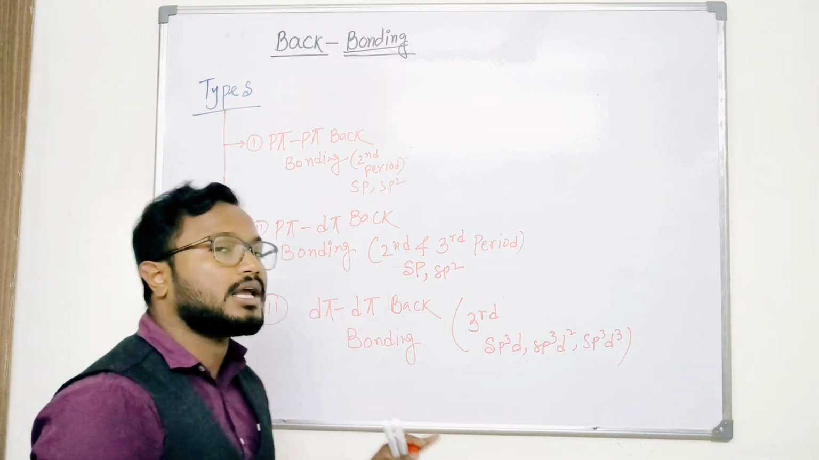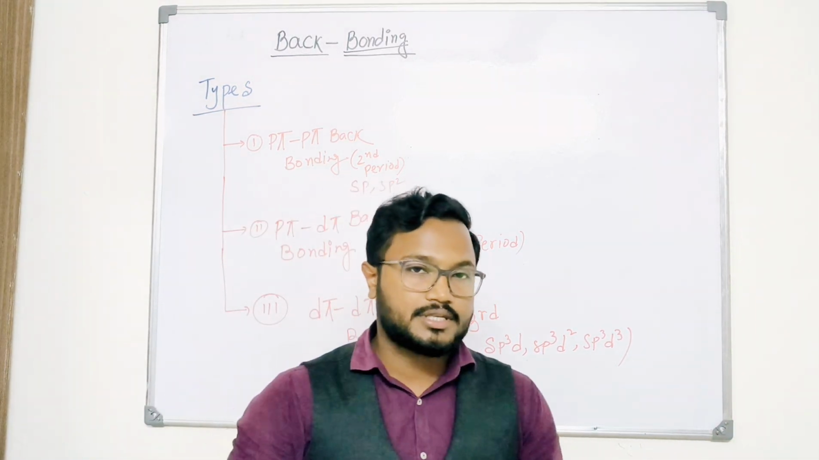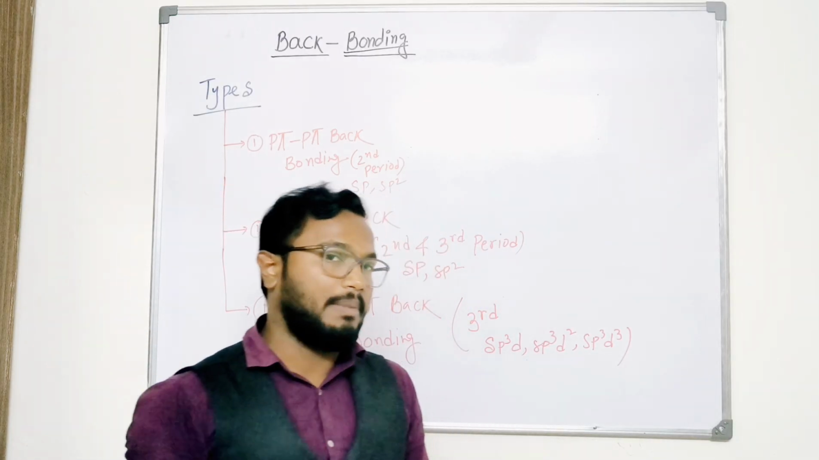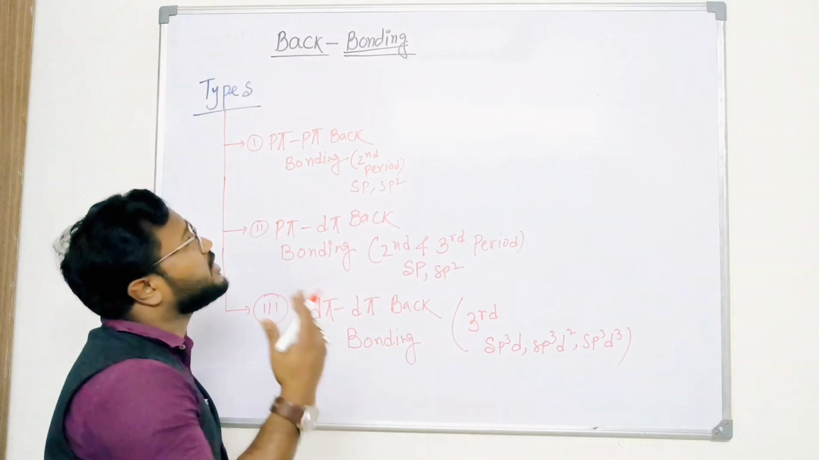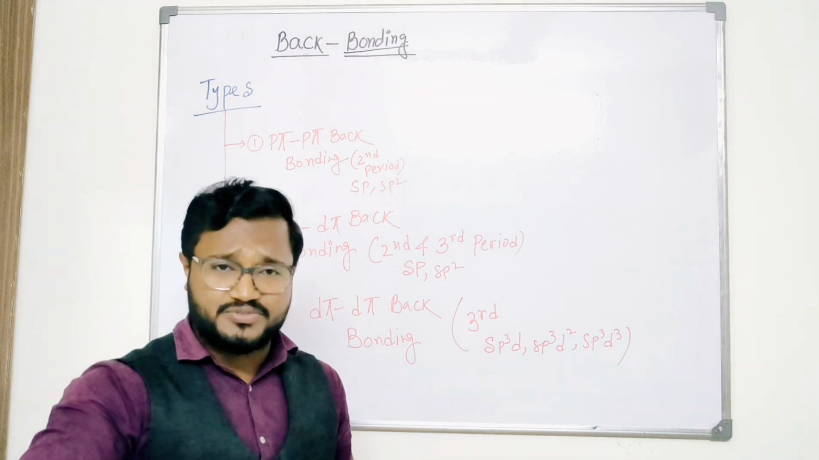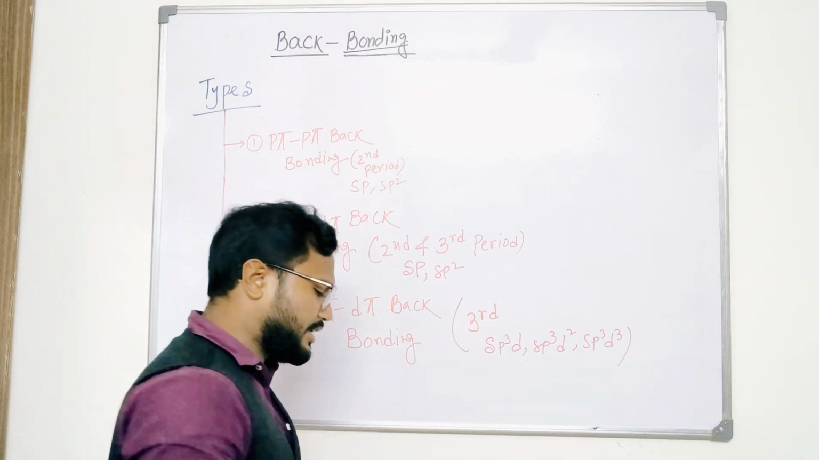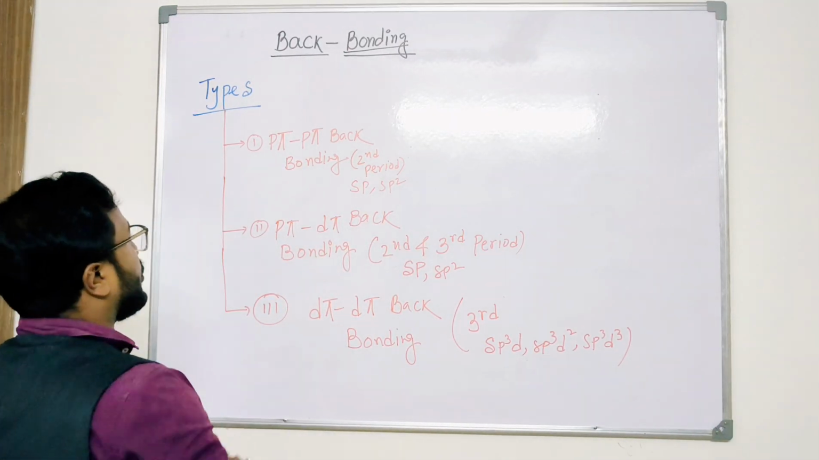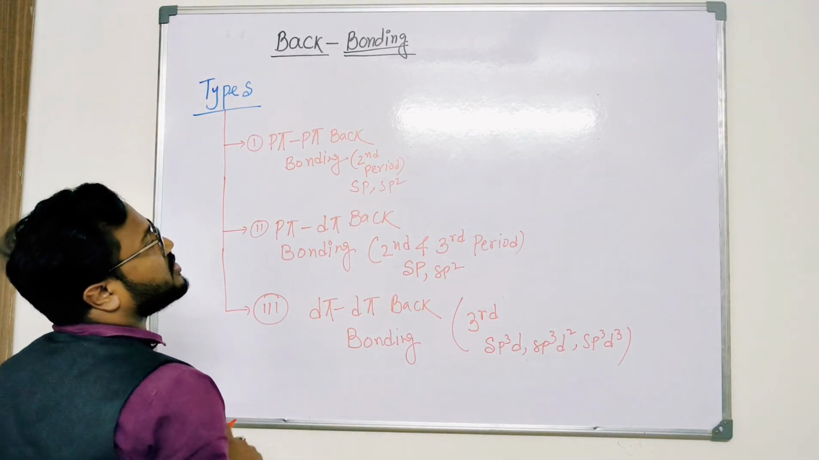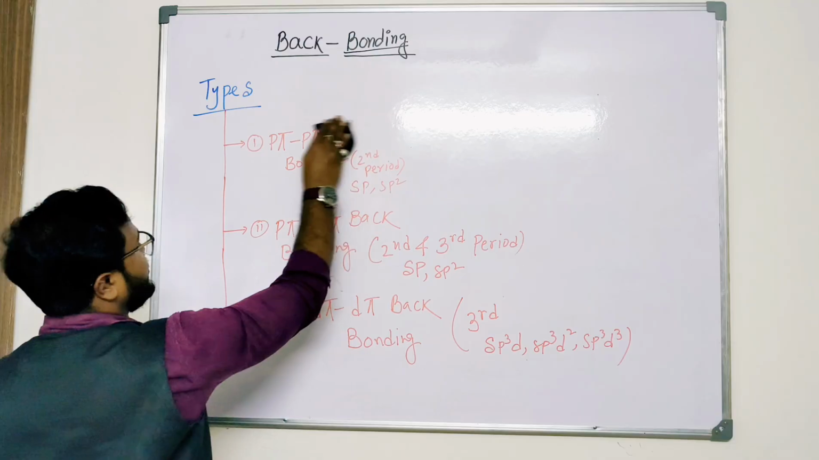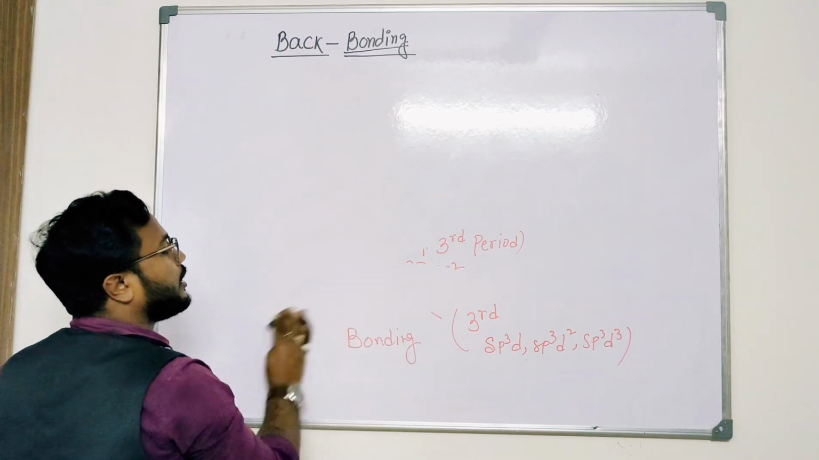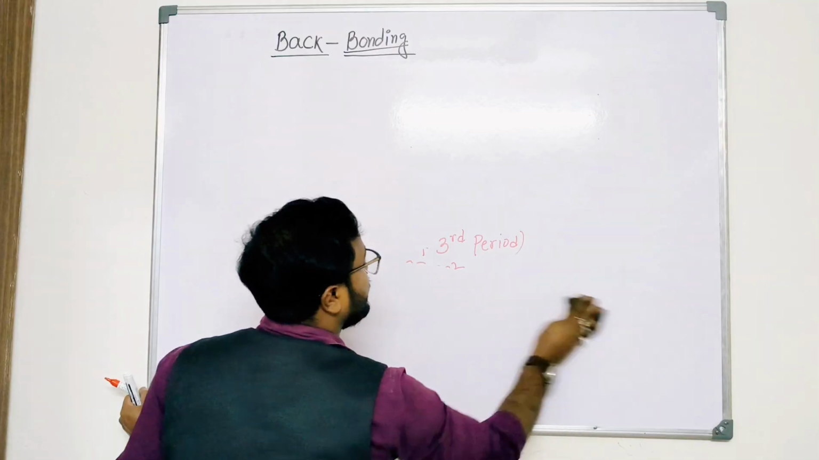So there are basically three types of back bonding: p-pi p-pi, p-pi d-pi and d-pi d-pi back bonding. Now, what are the conditions of back bonding? When is back bonding formed in a molecule? Let's check that. The conditions of back bonding we are going to discuss.